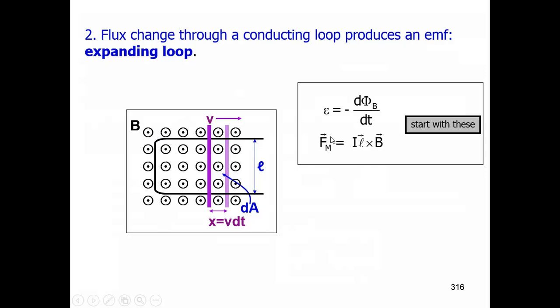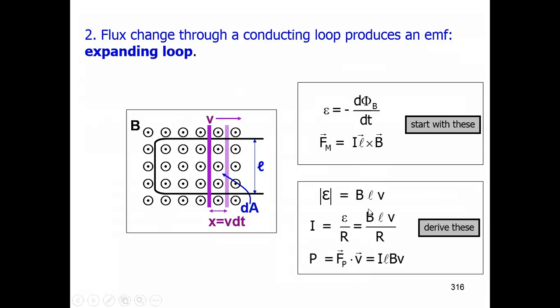Magnetic force, I told you, is BIL sine theta, that is, IL cross B. Yes or no? Then what would be the mod of E? This actually has not been derived, but if you use this, then you will get a very popular equation: EMF is equal to BLV. This is a very, very popular equation, and this is known as motional EMF.